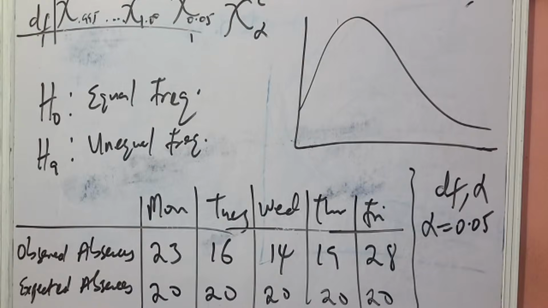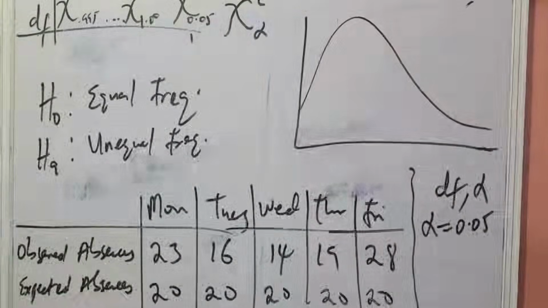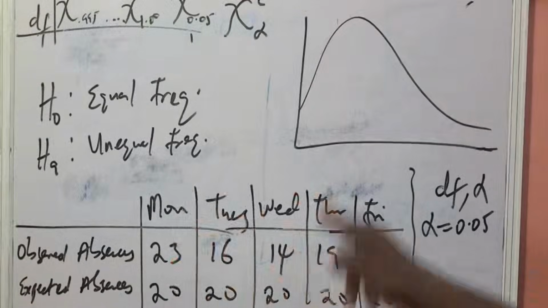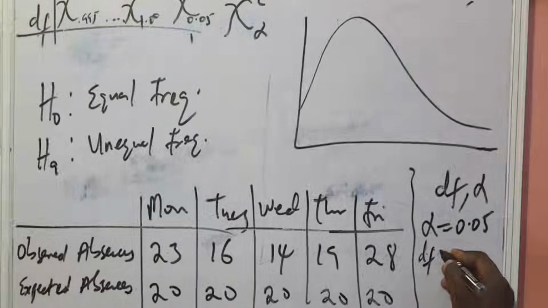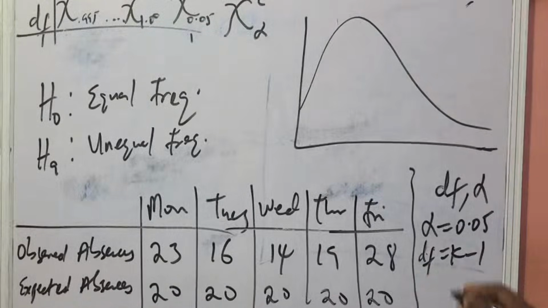We have 5 categories. Of course, for people wondering how we know the number of categories, right here we have 1, 2, 3, 4, and 5. So our K is 5. But degree of freedom is not K. Degree of freedom is gotten as K minus 1. So in this case, we have 5 minus 1, which gives us the value 4. So our degree of freedom is 4.